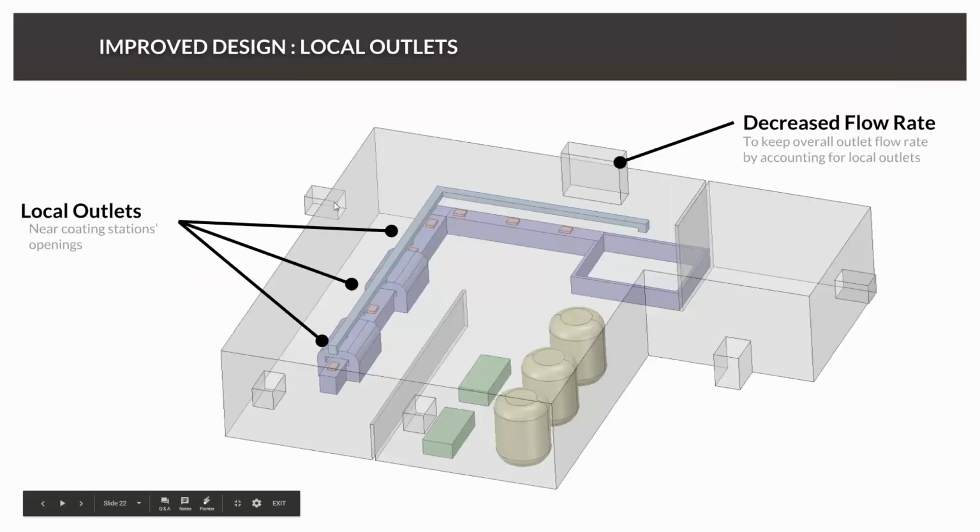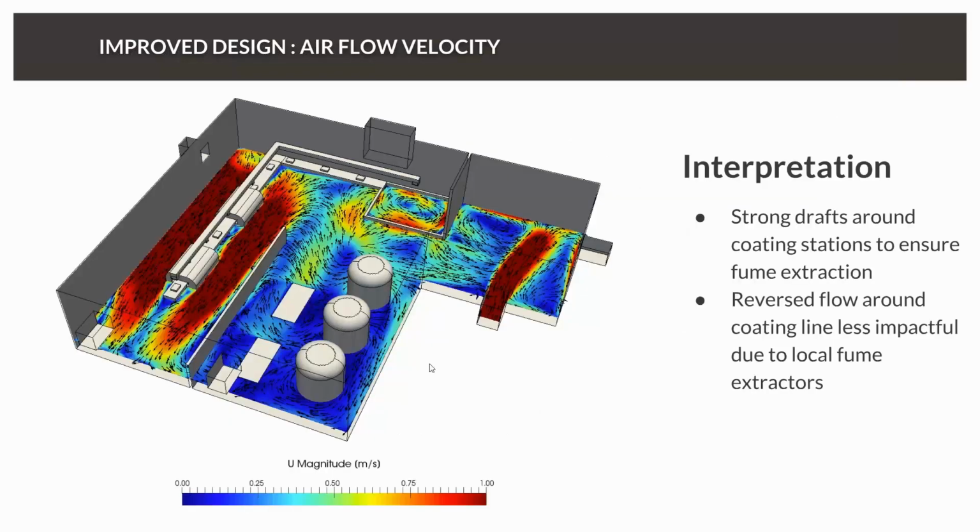So this is the new design. And here, as you can see, we changed some small things. So we added local outlets near the coating station, a kind of railroad outlet, and we decreased the flow rate for all the outlets. And now let's take again a look at the results. First of all, what we can see, the draft near the working station is really minimized. And instead, we have a strong draft only around the coating station.